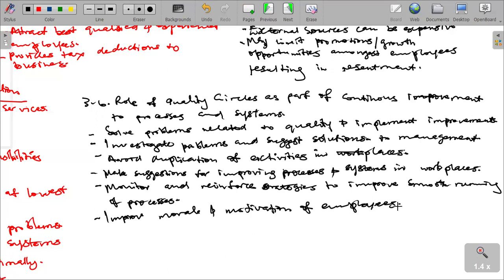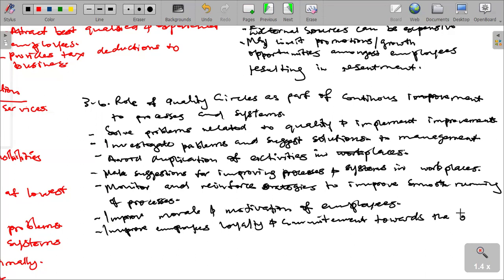It can also help to improve employees' loyalty and commitment towards the organization, towards the business.